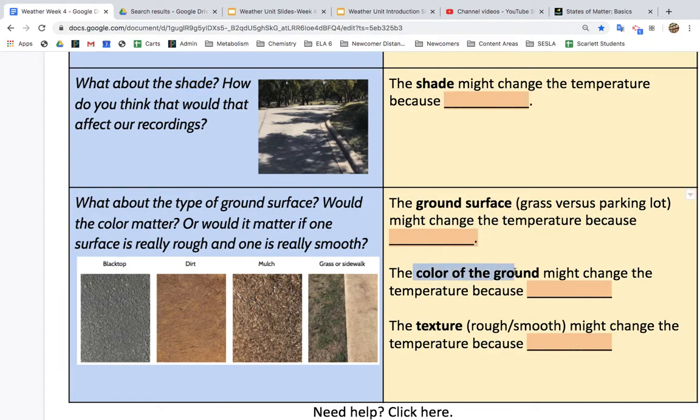Next, what about the color of the ground? How could the color of the ground change the temperature? Do you think some colors might be hotter than others? Write that here.